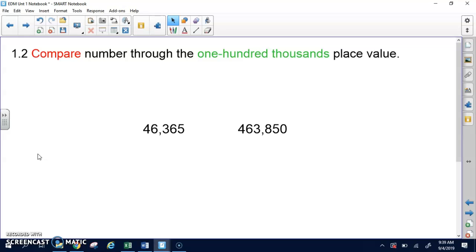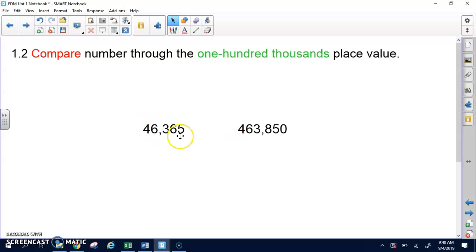Next number is a 3, but it's 46,000 on one of them, and the other one is 463,000. So even though the third number of each of them is 3, I can tell which number is bigger because they have another number in the number. This is 46,000, and the other one is 463,000. So what you're saying is you start comparing numbers starting from the left moving over.